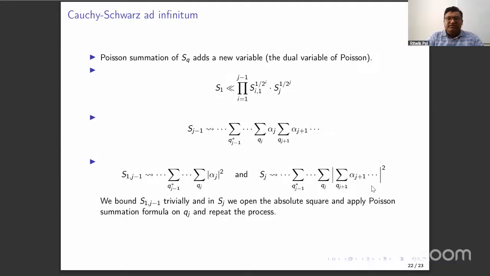After doing this, if we plug everything back into our S dash, that is the shifted convolution sum, we will get our result.